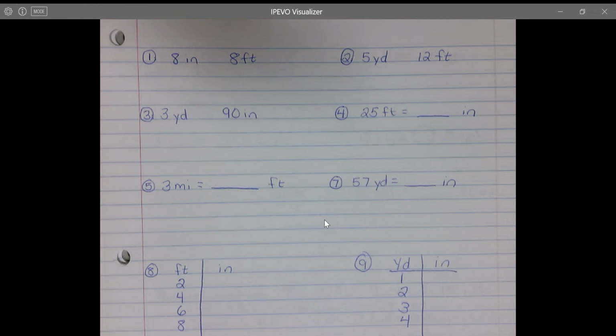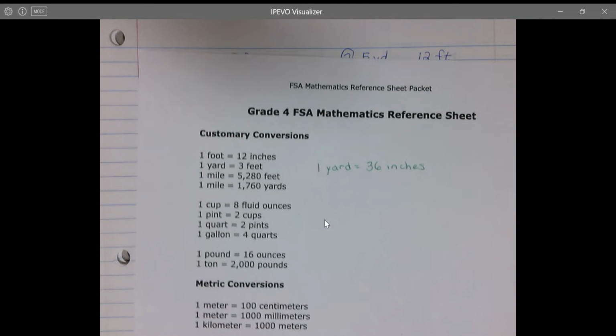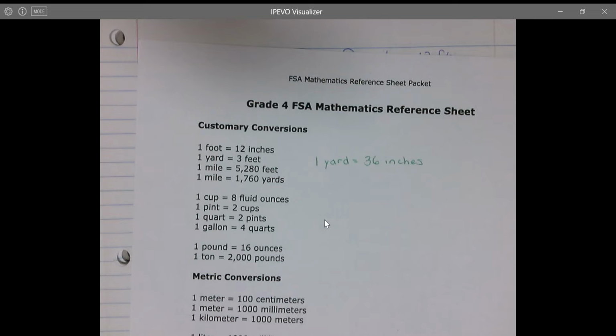I'm going to go over the problems that I gave you guys at the end of the last video, end of yesterday, and we can kind of treat this like homework. So I have these questions here. I wrote them out, and I have my handy dandy FSA reference sheet with all these conversions for us. Remember, we're in customary. We were doing lengths.